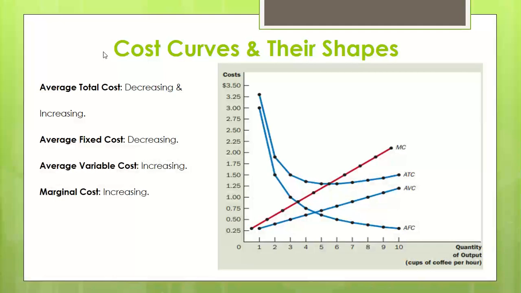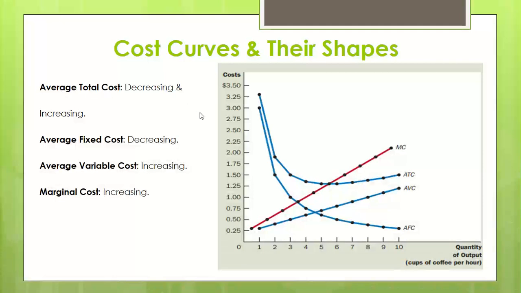Now here comes cost curves and their shapes. In this graph we have different costs: marginal cost, average total cost, average variable cost, and average fixed cost. All these curves are obtained by graphing all the data in the previous table. Before going to the deep explanation of this graph, just look at these bullets.